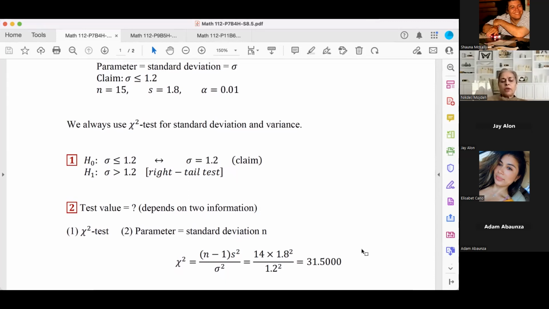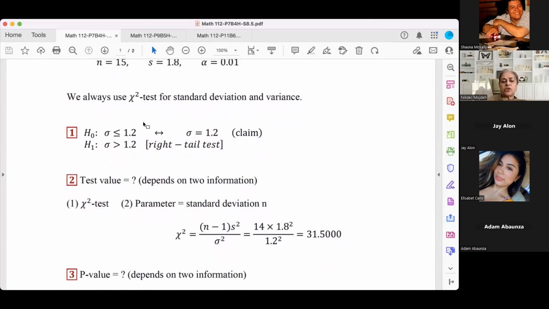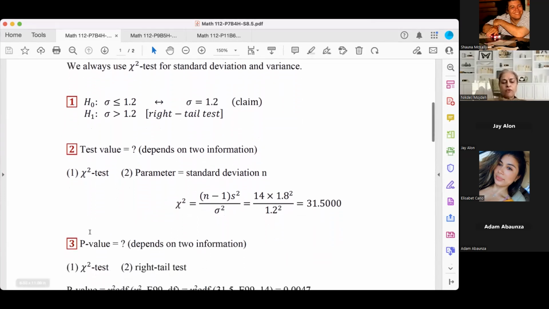Then the third step is to find the p-value. To find the p-value, you have to look at your distribution test, chi-square test, and what type of tail test you have. So to find the p-value, you depend on two pieces of information: your distribution test, which is chi-square, and your tail test.